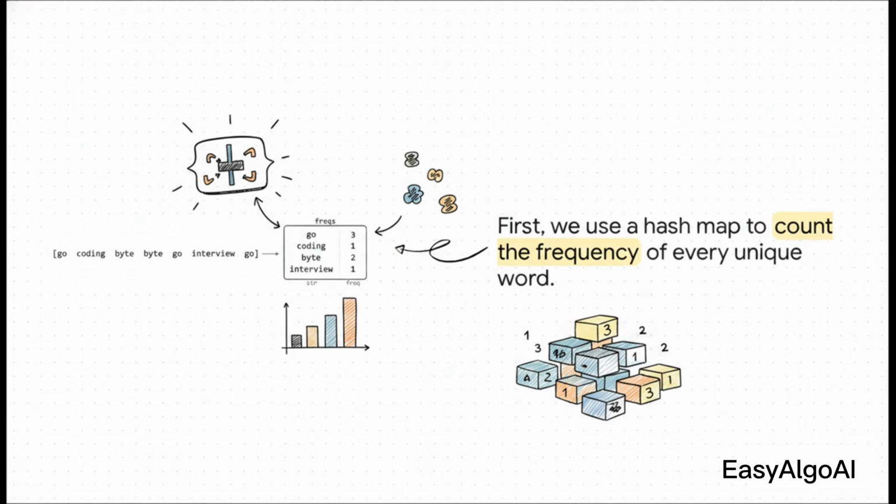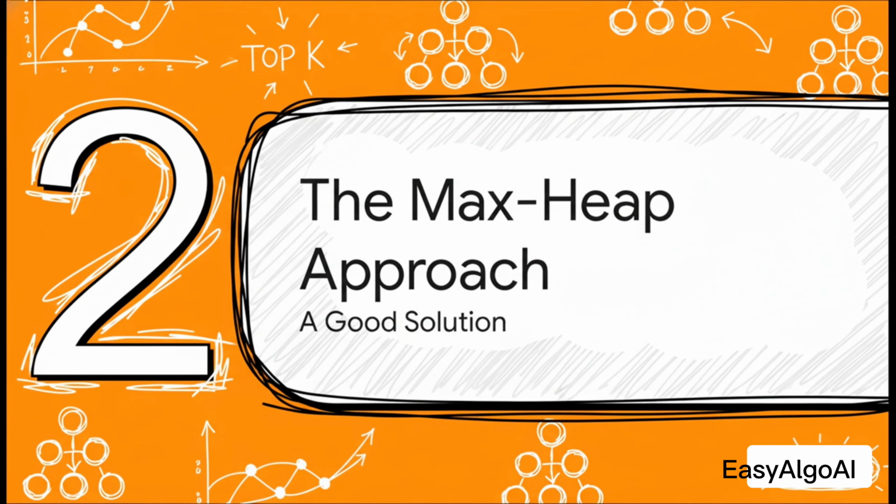No matter which fancy algorithm we end up using, our first step is always going to be the same. We have to count how many times each unique word appears. A hash map is perfect for this. So for our list here, we just go through and tally it up. Go shows up 3 times, byte 2 times, and so on. Easy enough, right? So now that we've got our counts, how do we actually find the top K items?